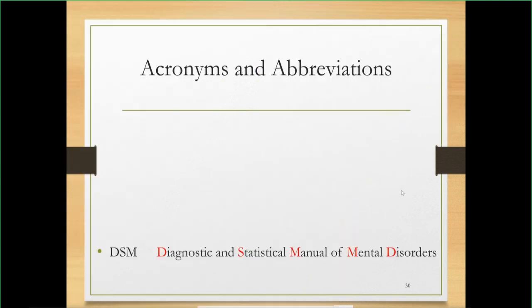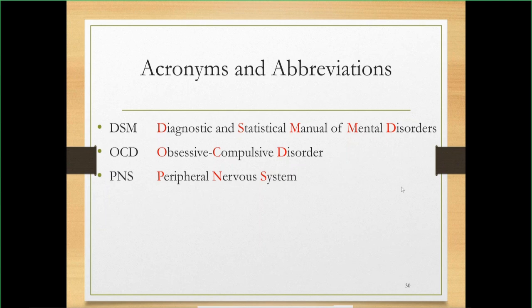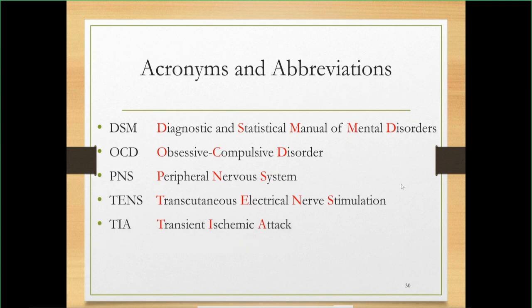DSM stands for Diagnostic and Statistical Manual of Mental Disorders. OCD, Obsessive Compulsive Disorder. PNS, Peripheral Nervous System. TENS, Transcutaneous Electrical Nerve Stimulation. And TIA, Transient Ischemic Attack.